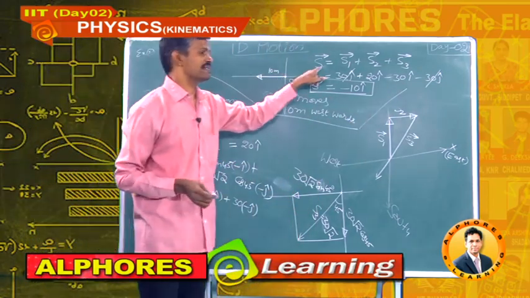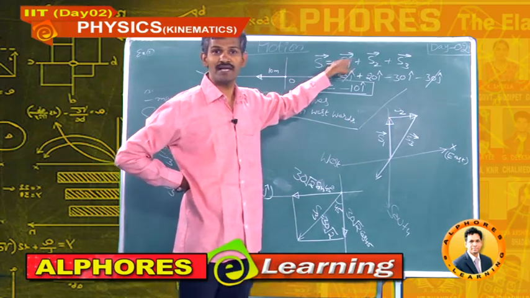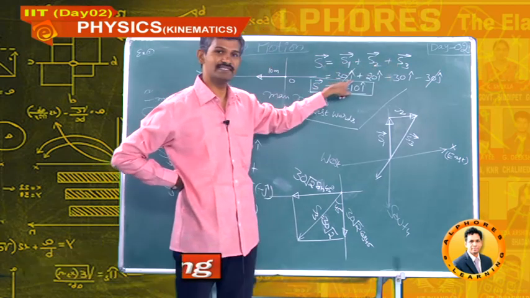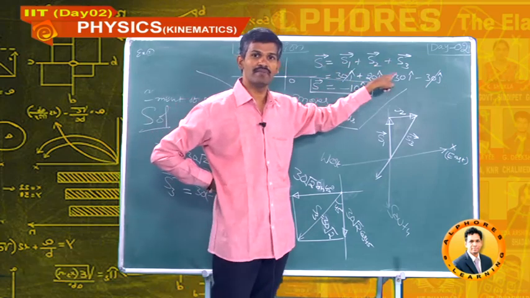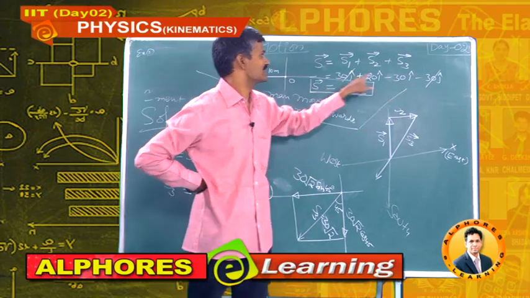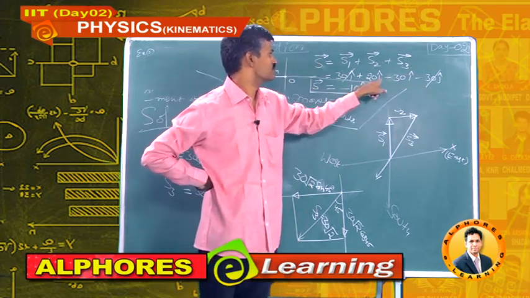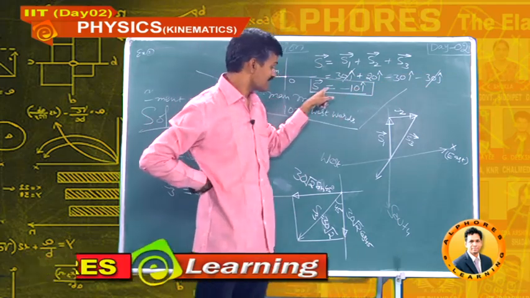So once again I am repeating, this displacement S bar is S1 bar plus S2 bar plus S3 bar. S1 bar is 30 j cap, S2 bar is 20 i cap, S3 bar is minus 30 i cap, minus 30 j cap. So this minus 30 j cap gets cancelled. So on subtracting these two, we can get S bar is minus 10 i cap. What is minus 10 i cap?